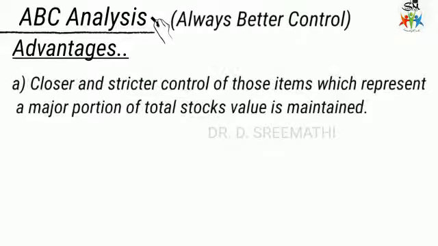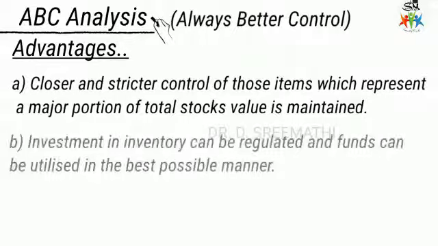Okay, then we have to see what are the advantages and disadvantages of this ABC analysis. The closer and stricter control of those items which represent a major portion of total stock value is to be maintained, as I already said. And then investment in inventory can be regulated and funds can be utilized in the best possible manner. And A class items are ordered as and when the need arises, so that the working capital can be utilized in the best possible way.